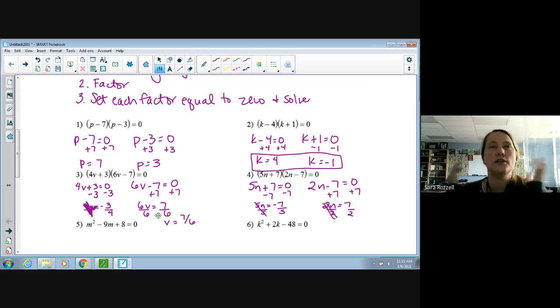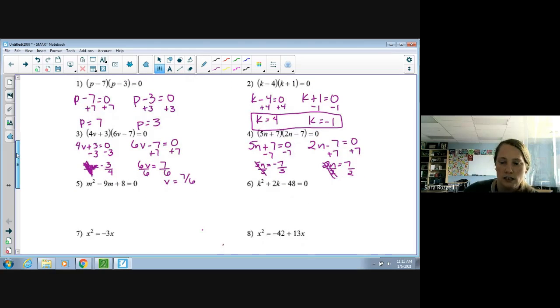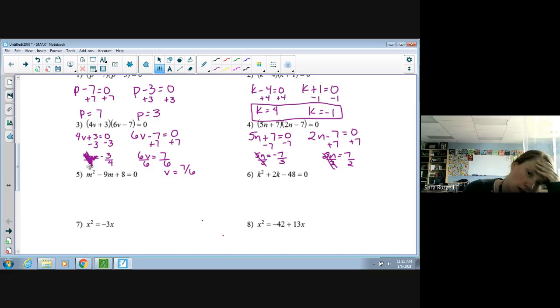Okay, so that's how we do the quadratics if it's already factored for us. Now we're going to move on to some that we have to factor ourselves. Then we'll move on to some that you've also got to move everything to one side. So I'm just kind of slowly easing you guys into this. And we'll have to recall how we factor as well. That will be important for us to do.